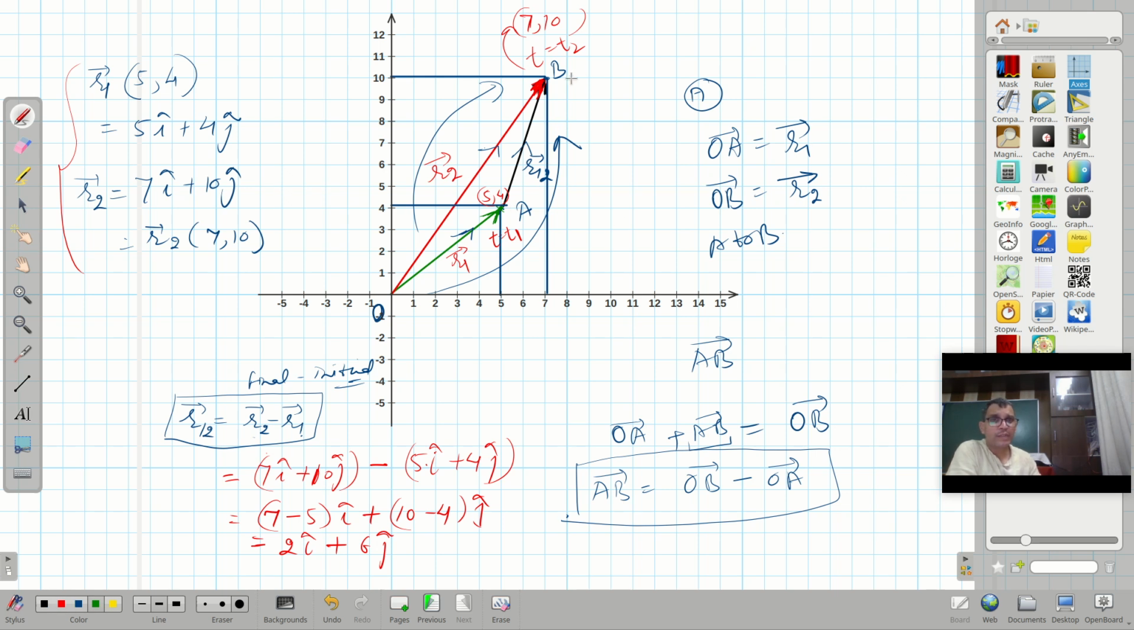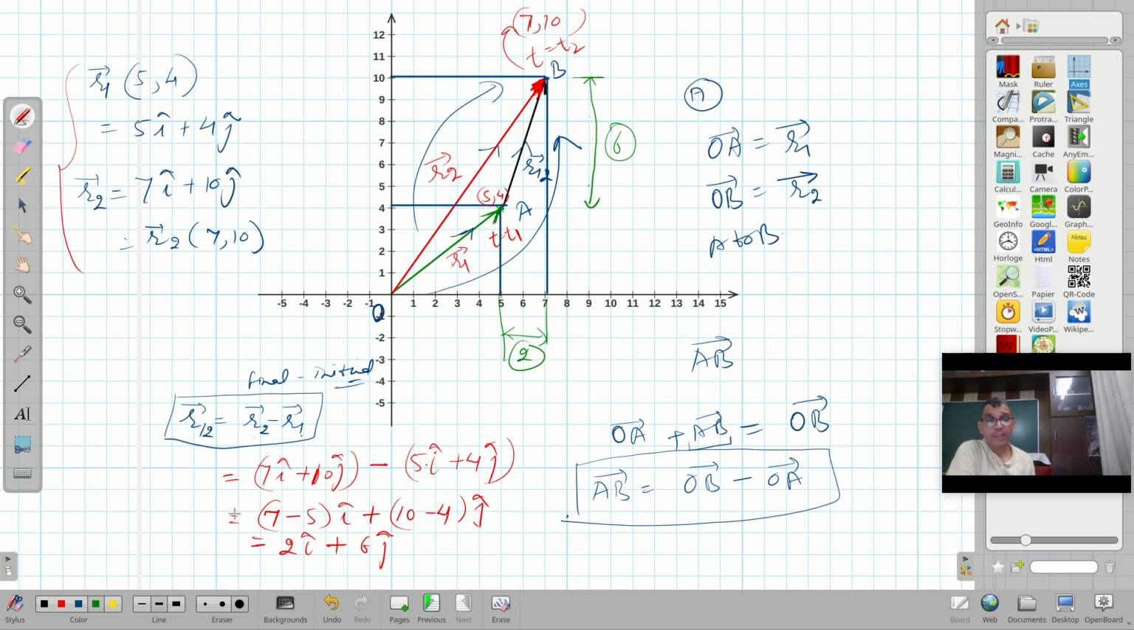This is also clear from here. If I look at this distance, how much is this one? This is 1, 2, 3, 4, 5 and 6 along the y-axis, and along the x-axis it is this one. So this is 2 in magnitude along the x-axis, and along the y-axis it is 6, right? So this is how we determine the position vector.